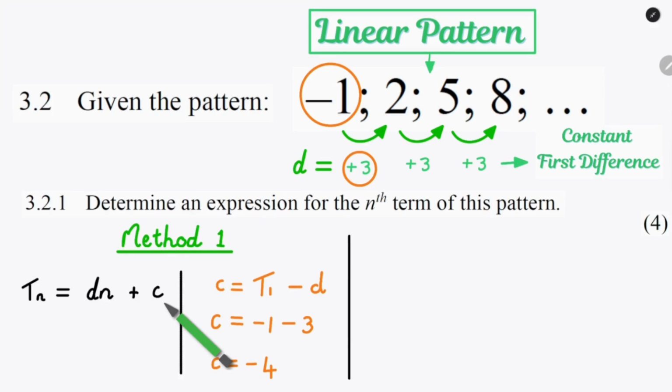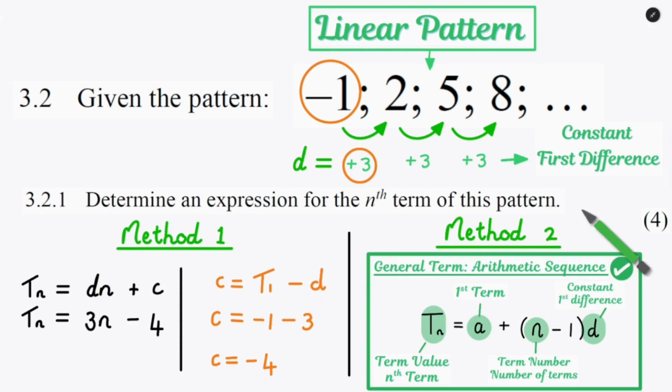And now we can pop it into c's place. And this d over here, we replace it with our constant first difference of 3. So let's go ahead and make those changes. And then there's my nth term. It's 3n minus 4. You can see the c's came from these orange guys here, and the d's came from the green guys over here.